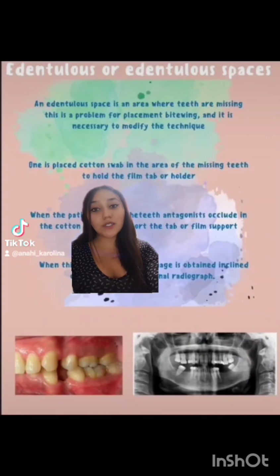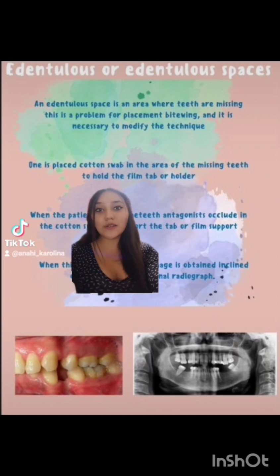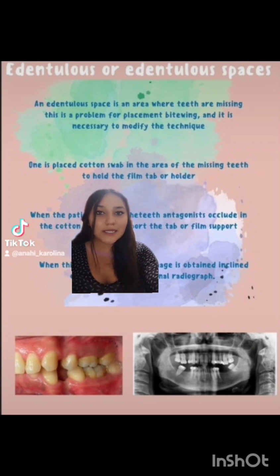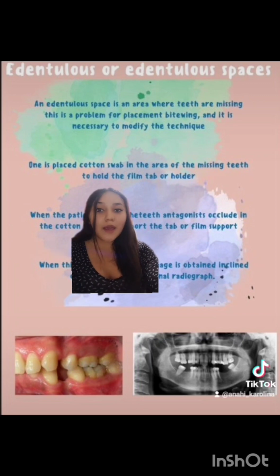After modifications, I am going to talk about edentulous or edentulous space. What is edentulous space? Edentulous space is an area where teeth are missing. This is a problem for film placement, and it is necessary to modify the technique.